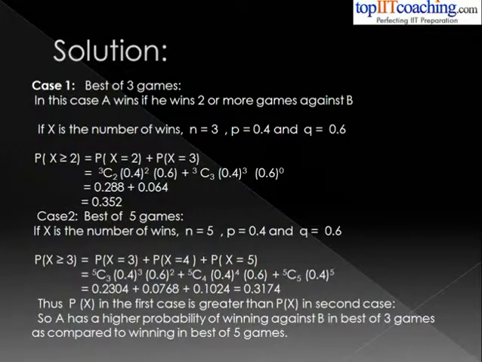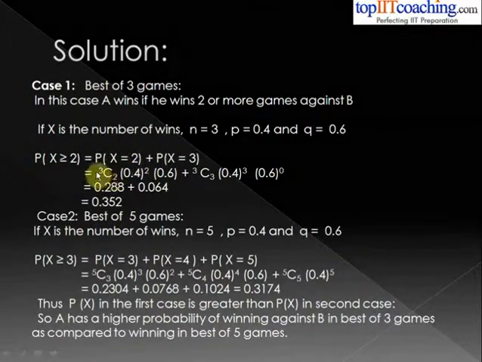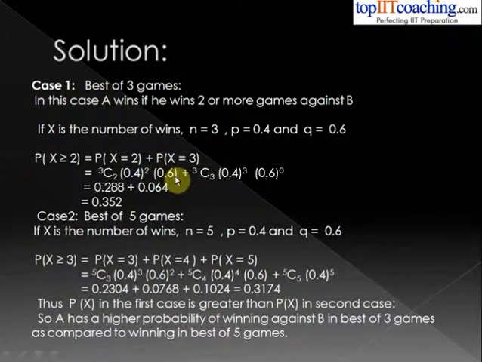Now if x is the number of wins, then n is equal to 3, that is they are playing 3 games. P would be equal to 0.4 as his probability of winning a game against B is 0.4 and Q is equal to 0.6. This is the probability of B winning against A. Now the probability of x greater than or equal to 2 is equal to the probability of x equal to 2 plus the probability of x equal to 3. Now this is equal to 3C2 into 0.4 square into 0.6 plus 3C3 into 0.4 cube into 0.6 to the power of 0. This is equal to 0.288 and this is equal to 0.064. When we add them up, we get 0.352.